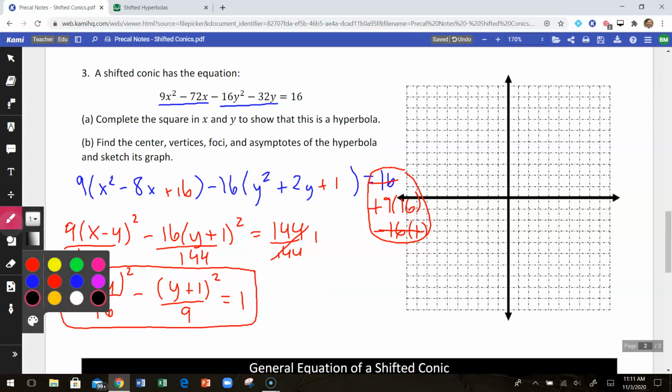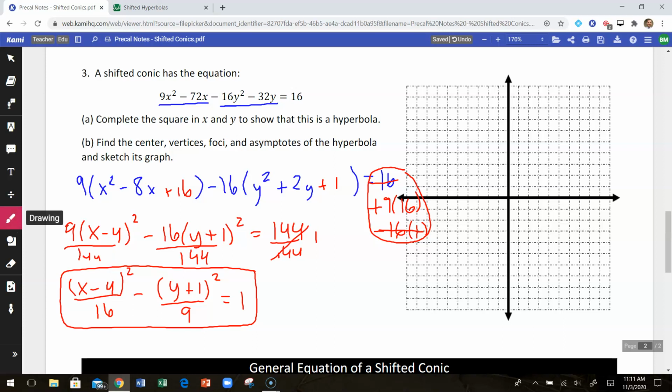Once I have that information, I'm going to go ahead and figure out where the center is. Now, the center is not actually part of our graph. It just helps us to see where we shifted it to. So the center is at 4, negative 1. Remember, do the opposites here. So 4, negative 1. I'm going to go to 4, negative 1, and I'm going to put a point there.